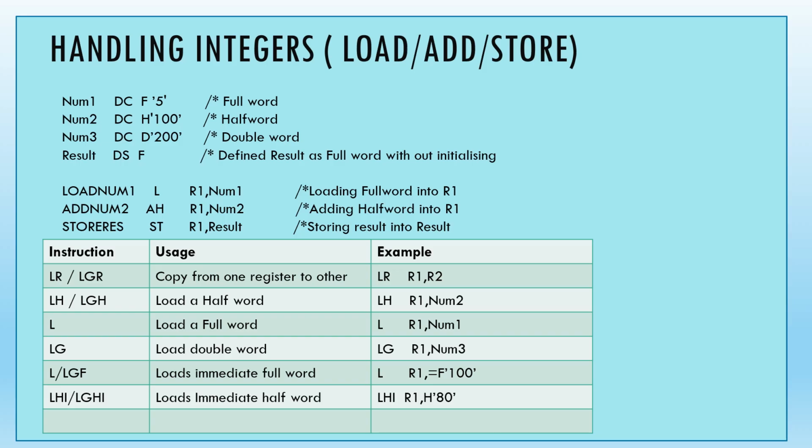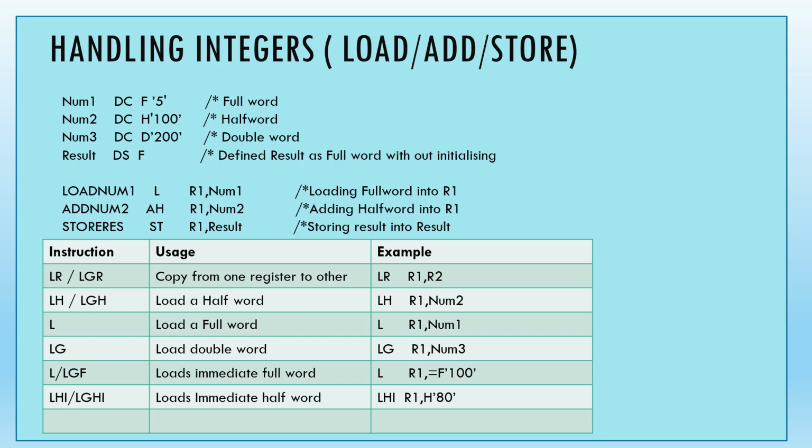LR or LGR. First, let us forget about the G part for a minute. Let us say LR. You are loading a register. That means copy from one register to another. LR R1,R2 means from R2 you are getting into R1. Both are registers. Please remember this. Whenever you say LR, both have to be registers. You are taking the value from R2 and putting it in R1.